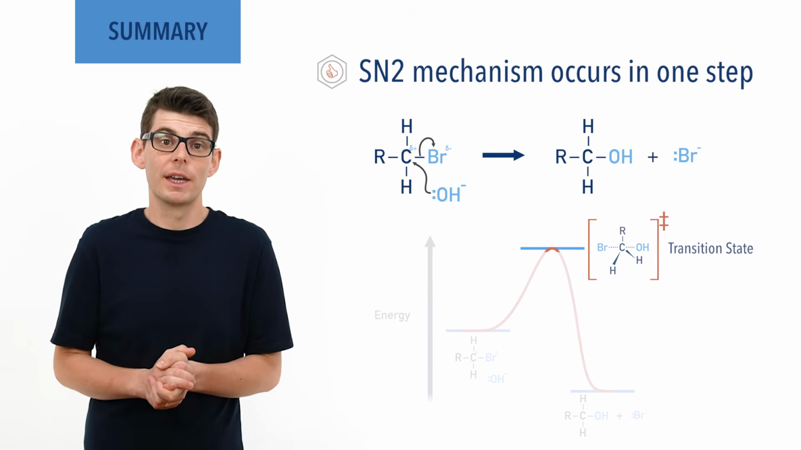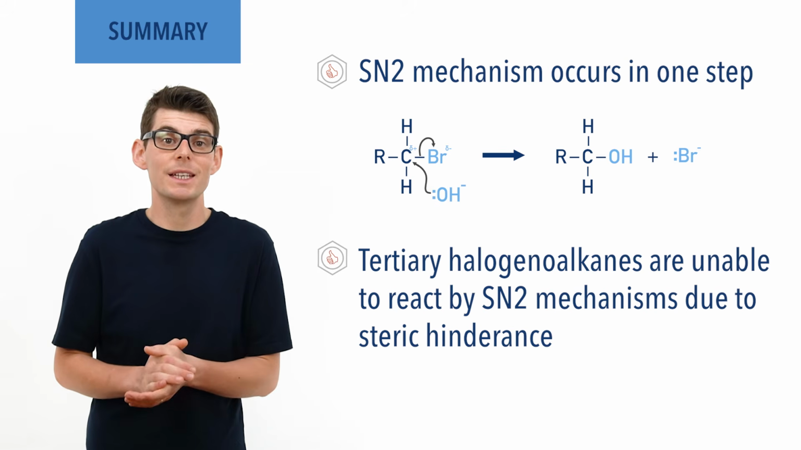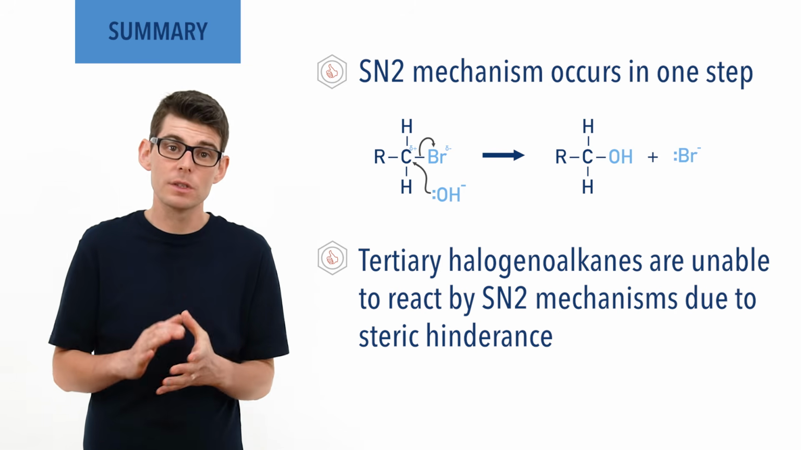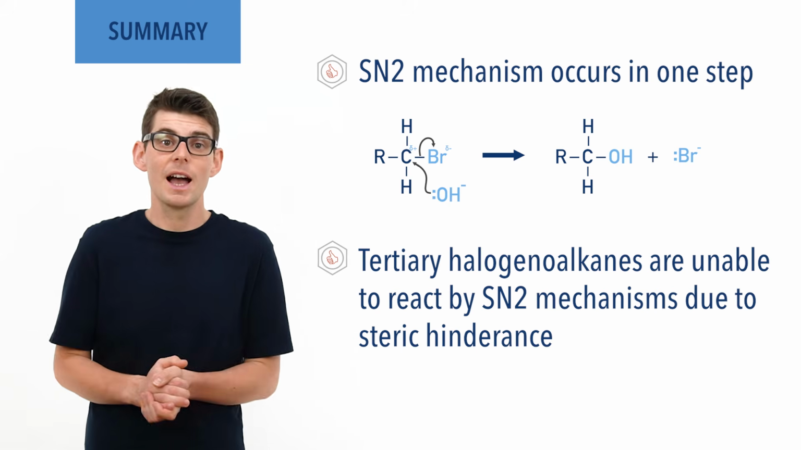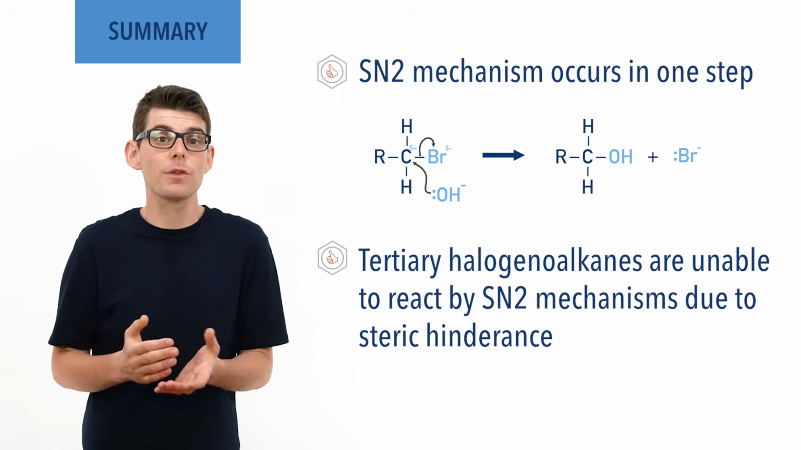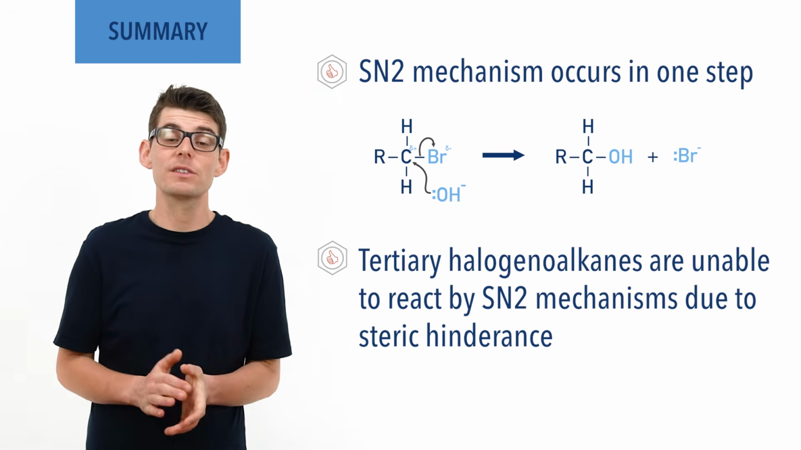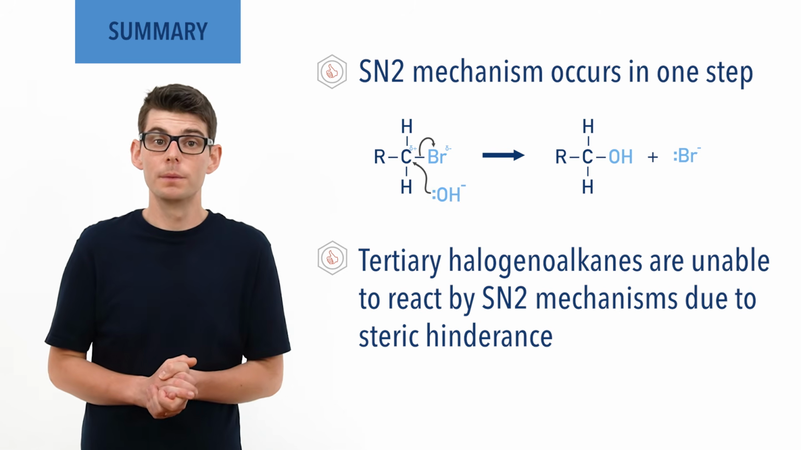Tertiary halogenoalkanes are unable to react by SN2 mechanisms due to steric hindrance. Incoming nucleophiles are unable to get close enough to attack the partially positive carbon in the halogenoalkane, as they are blocked by the three carbon groups bonded to it. Instead, the carbon-halogen bond has to break first, forcing an SN1 mechanism to follow.